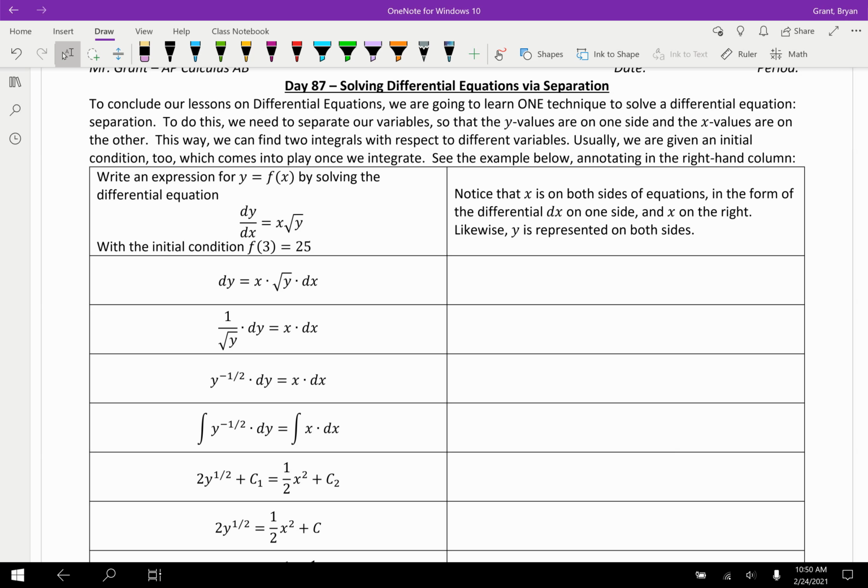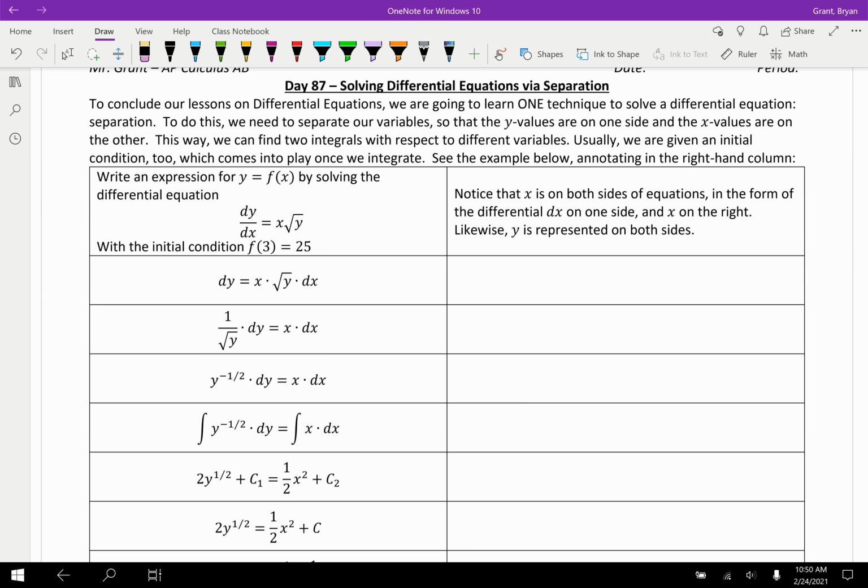So, write an expression for y equals f of x. Our solution for a differential equation is always in the form of y equals something with x, by solving this differential equation. And then it also gives us an initial condition. It tells us our solution better pass through the point (3, 25).